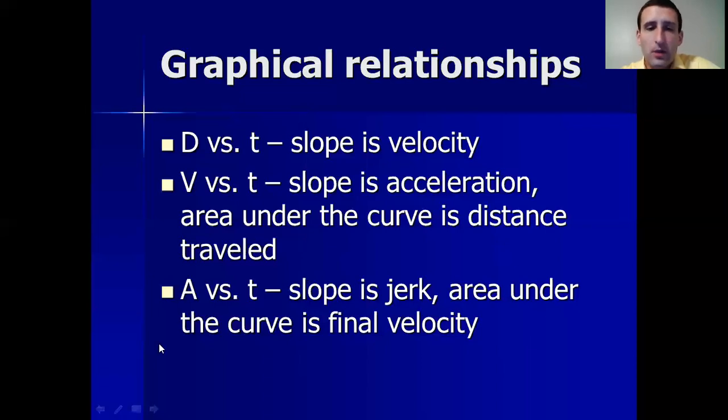So that's the slope of acceleration time, and then the area under that curve is velocity. So we take slope to go from distance to velocity, take slope to go from velocity to acceleration, take slope to go from acceleration to jerk, and then we can go the other direction. Acceleration times time is velocity. Velocity times time is distance.